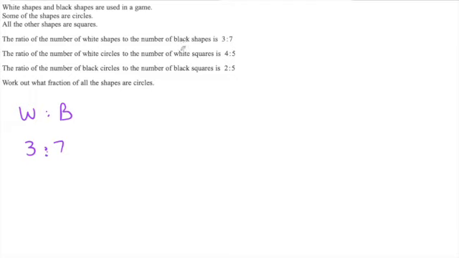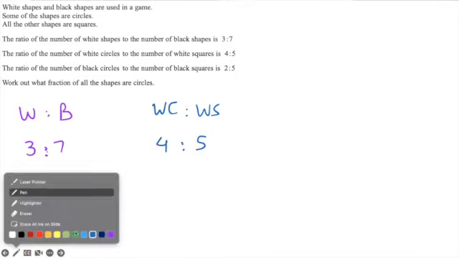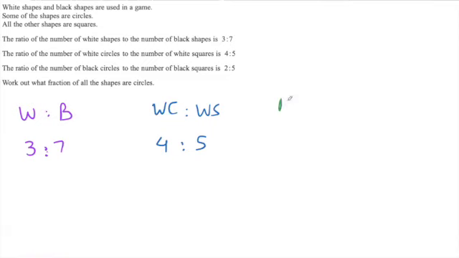And white circles to white squares is 4 to 5. Okay, so white circles to white squares is 4:5. And finally, the black circles to black squares is 2:5. Okay, once again, the question is asking, what is the fraction of all shapes that are circles?